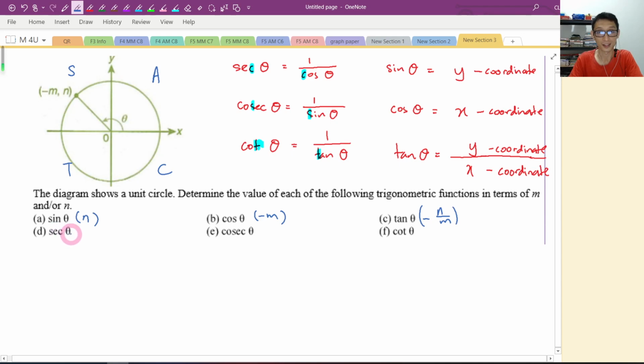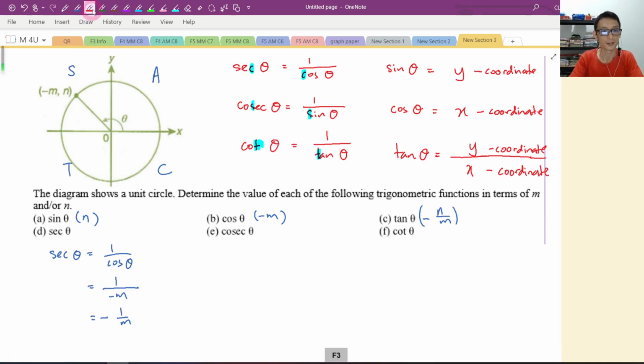Okay, secant, 1 over cos. So the answer will be, let me write this way first, 1 over cos. So it's 1 over x coordinate. So it will be negative 1 over m. So in your final answers, don't write the negative in front of the denominator, but write this way. Okay, how about this one?